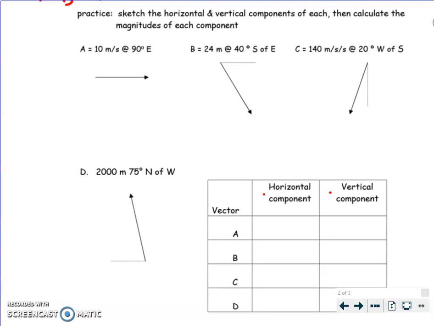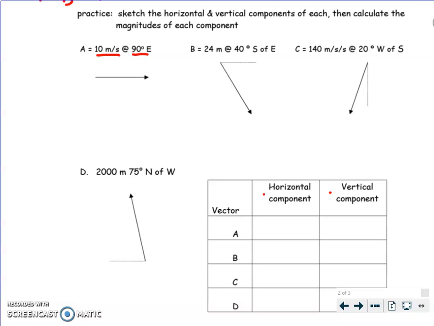I have some vector representing the velocity. So remember, these arrows can represent any vector: velocity, displacement, acceleration. We'll eventually learn force. So don't get in your head it's just a distance or a displacement. And it's 90 degrees east. So it's just this way, to the right.